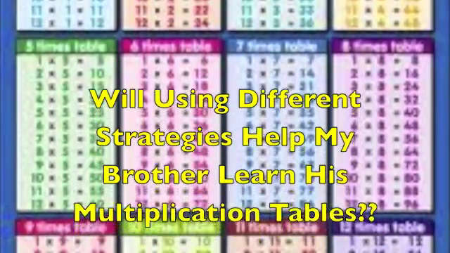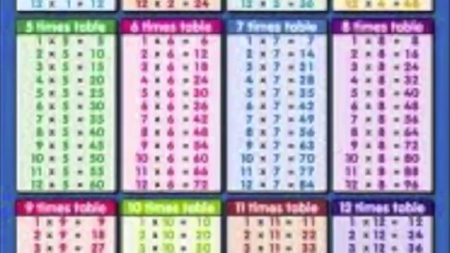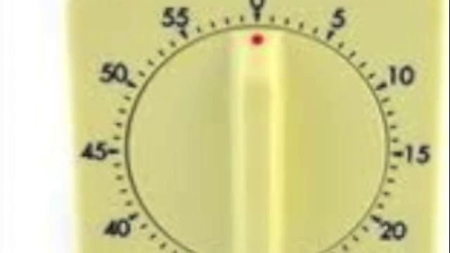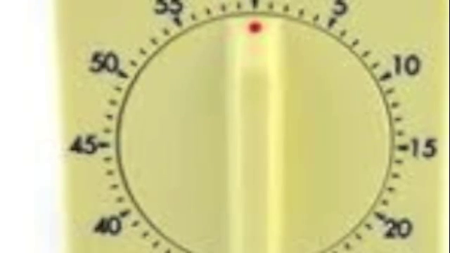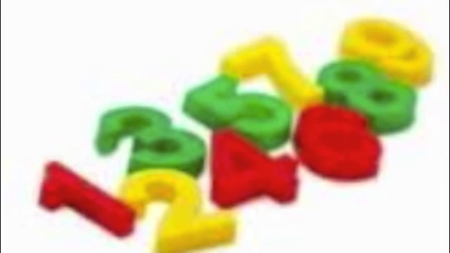Will using different strategies help my brother learn his multiplication tables? Before beginning the study, I gave my brother a test that covered the multiplication tables up to number 12. Like in the classroom, he had only 1 minute to complete the test. I was heartbroken when I saw that the time had ended and he was nowhere near finished. I began by teaching my brother enhancing tips. These included tips to use for the multiplication tables for numbers like 2, 3, 4, and 9.